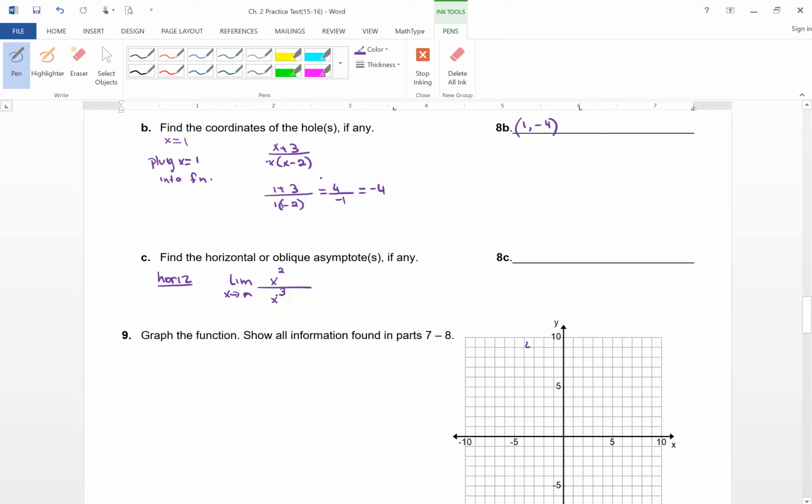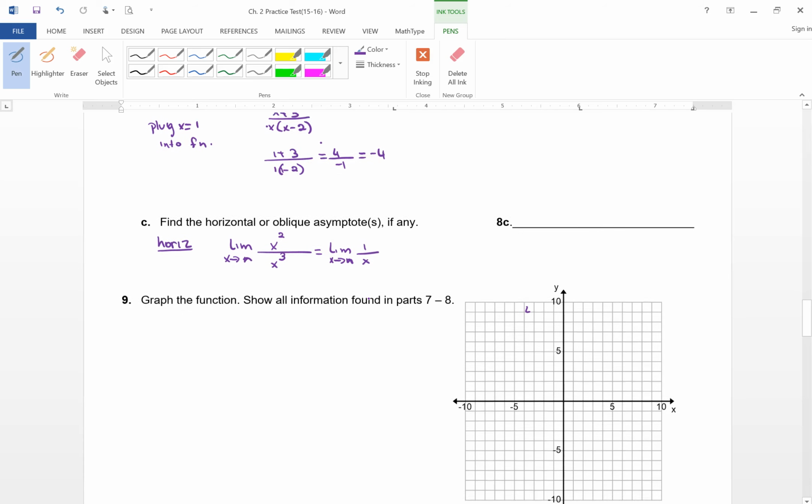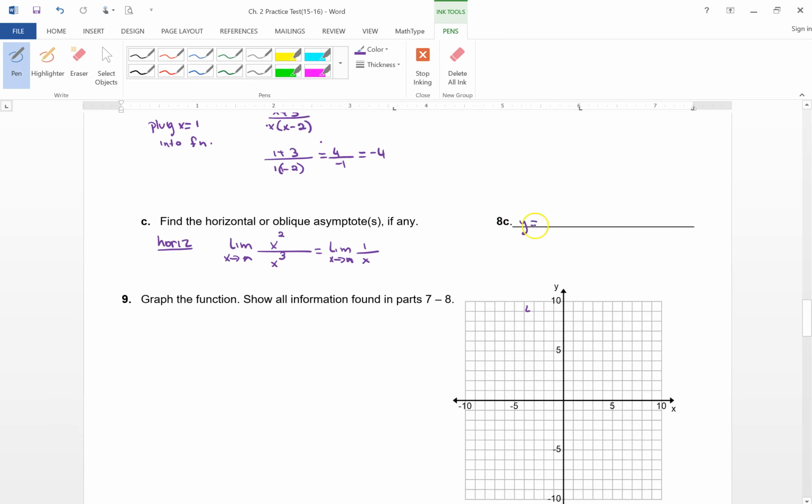So what does this mean? Limit as x approaches infinity, when the x squared cancels, it's 1 over x. That means it's y equals 0.